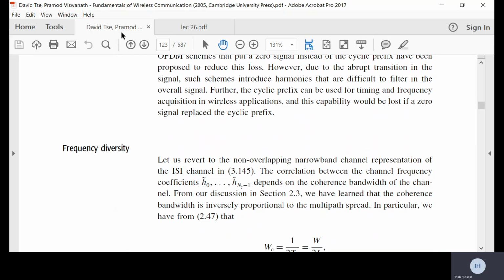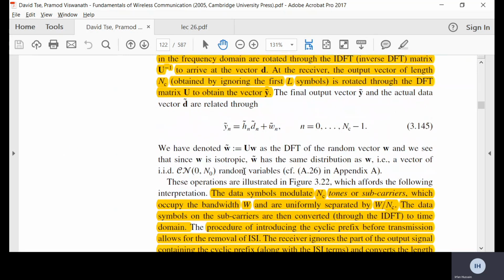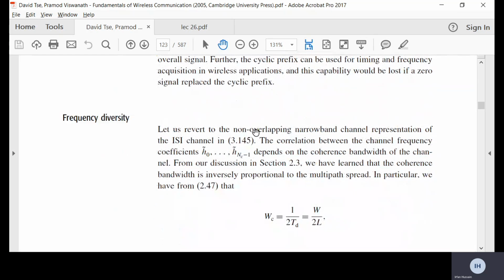The last thing is frequency diversity. Equation 3.145 is the same situation. This way you have broken down your channel into parallel non-overlapping channels. So the non-overlapping narrowband channel representation is given by that equation. Now, are these coefficients correlated? That is the discussion we want to have.